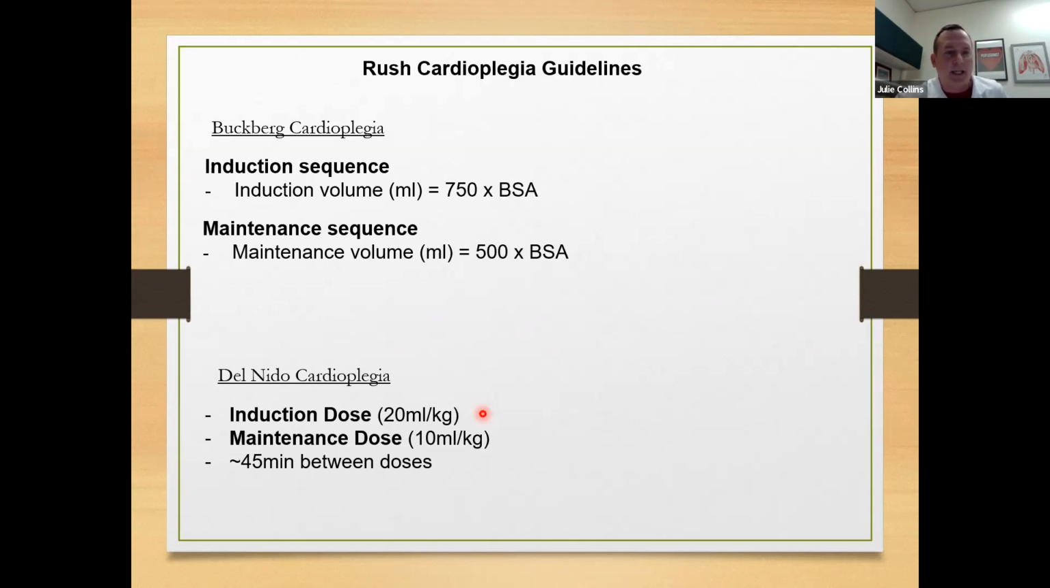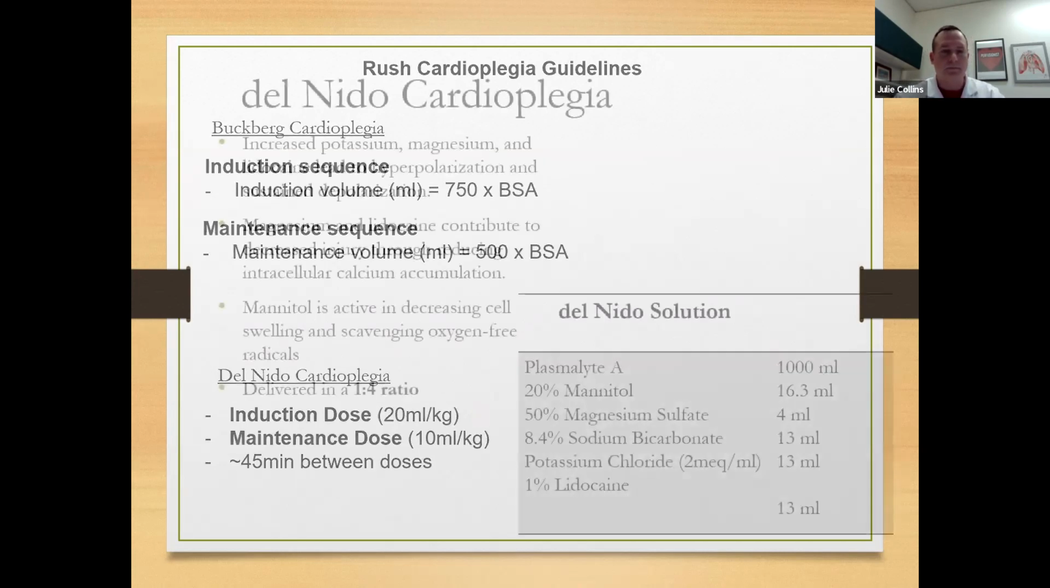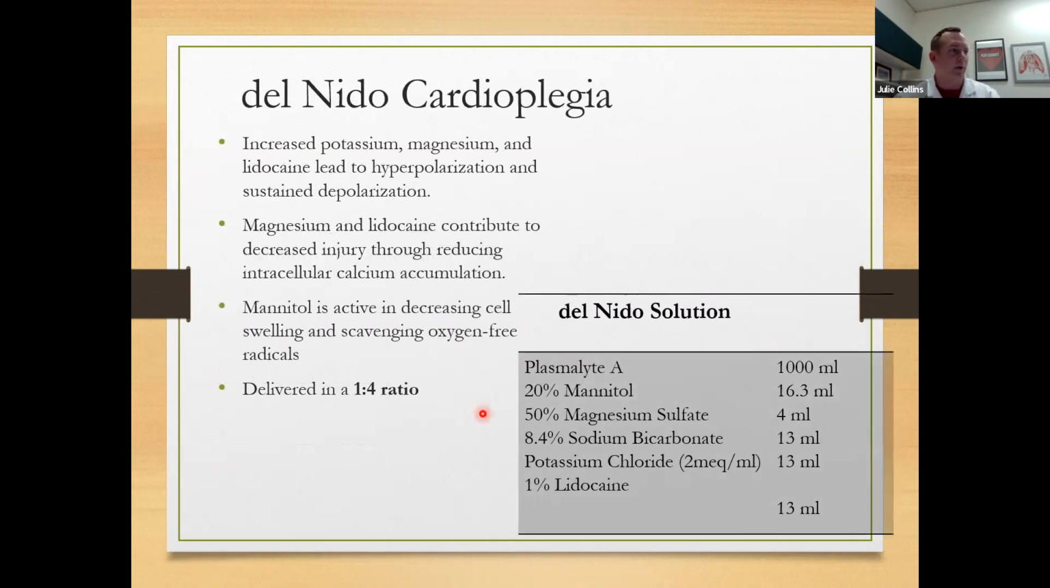Potassium is often the arresting agent. Then you get this hyperpolarization if there's potassium, if there's magnesium, and ultimately it creates a sustained repolarization. So here's what Del Nido is made up of. The increased potassium, magnesium, and lidocaine lead to a hyperpolarization and sustained depolarization.